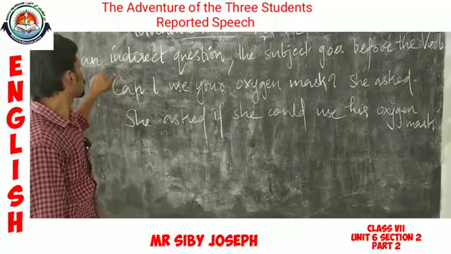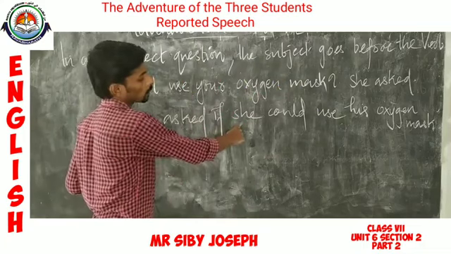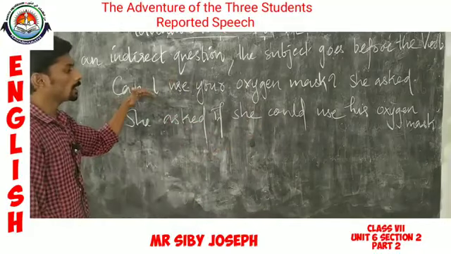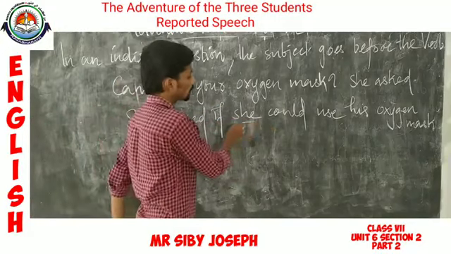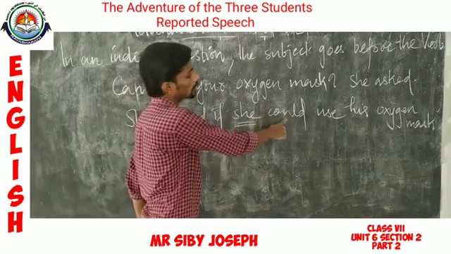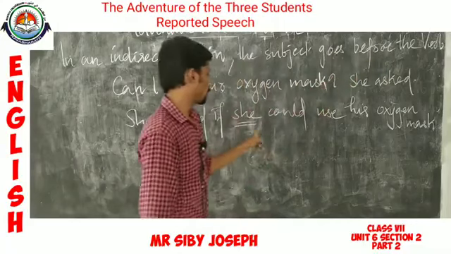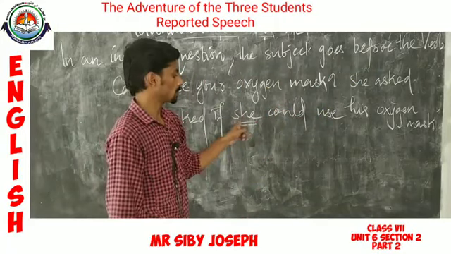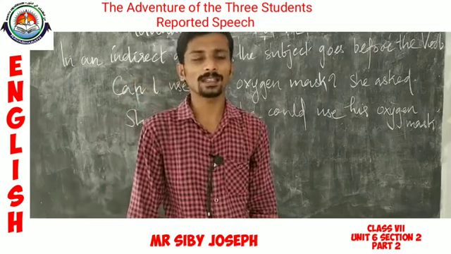That is what is said here: in an indirect question, the subject goes before the verb. Here the subject is always preceding the verb. She could. So this "can I" becomes "she could" here. So here the subject is preceded by could. That is what it is said, that the subject goes before the verb. Okay. So it can be better explained with another example.